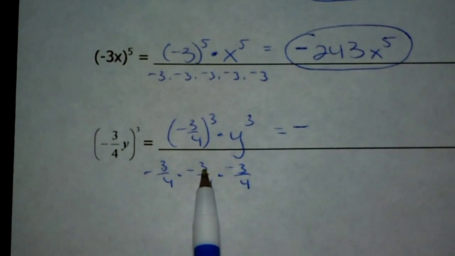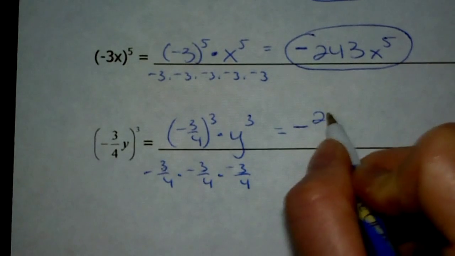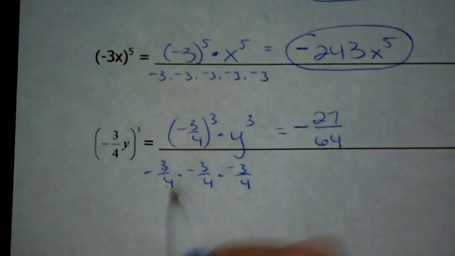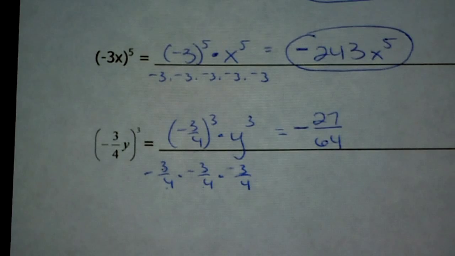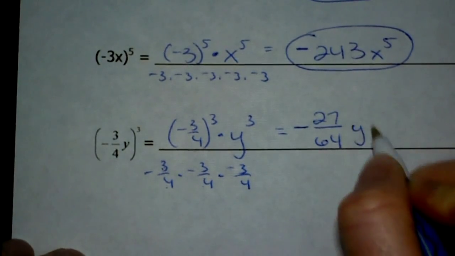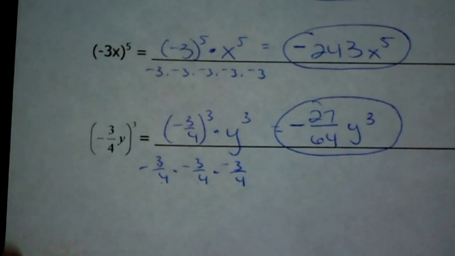3 times 3 is 9. 9 times 3 is 27. 4 times 4 is 16. 16 times 4 is 64. So this portion here I can evaluate because I know the value of negative 3/4 to the 3rd power. I can't evaluate y cubed though, so I'm just going to rewrite it right next to it. We're done.